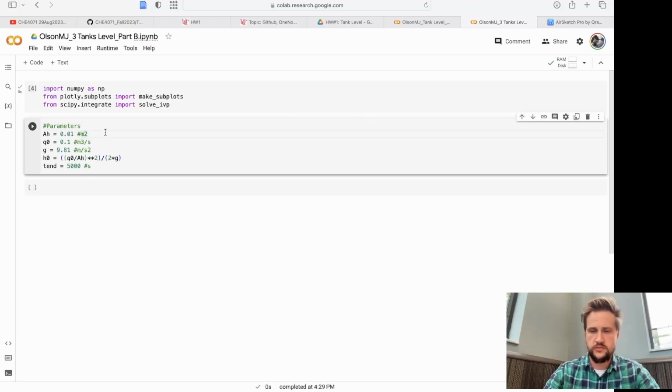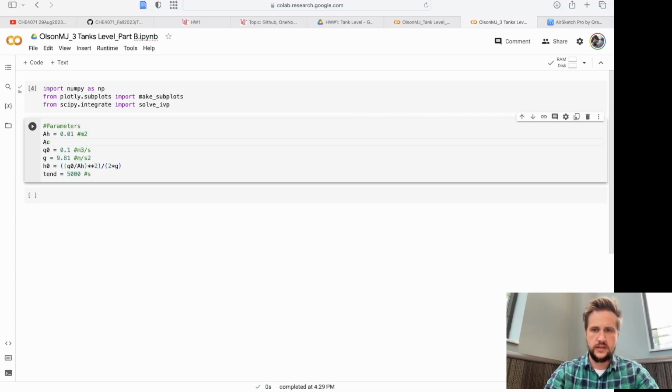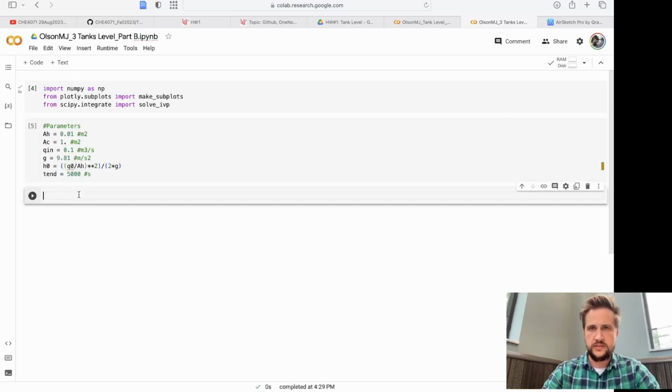The bottom drain at each point of the tanks are the same. Our cross-sectional area, I forgot to write this down in the initial thing, is 1 meter squared. The initial flow rate coming in is 0.1 meters cubed per second. Gravity is the same, surprise. The initial fluid level at steady state, we derived from part A, and we're going to look at it over the same course of time here.